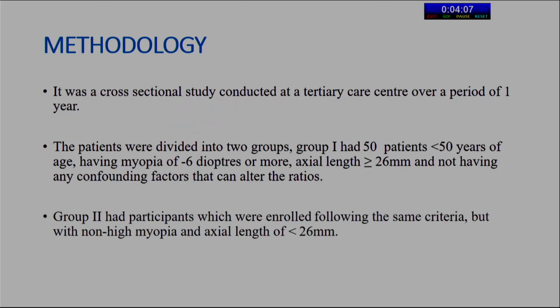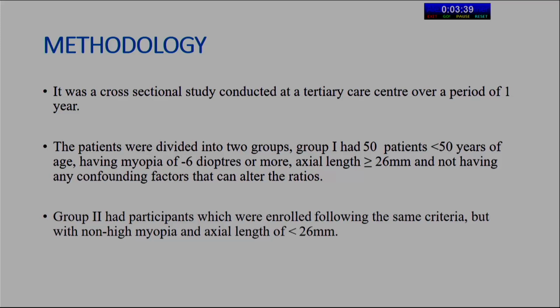Methodology. It was a cross-sectional study conducted at a tertiary care center over a period of 1 year. The patients were divided into two groups. Group 1 had 50 patients who were less than 50 years of age, having myopia of -6 diopters or more, axial length of 26 millimeters or more, and not having any confounding factors that can alter the ratios, such as glaucoma, AMD, or hypertension and diabetes.